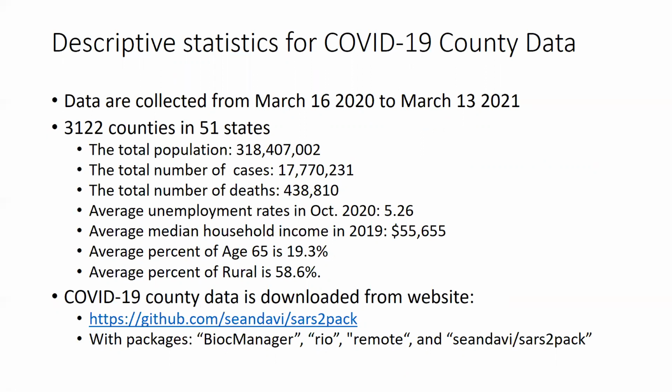Now we extend our method to COVID-19 county data with additional covariates. In addition to the median household income and the unemployment rate, for this county data, we take the percentage of age 65 years old and over and the percentage of rural areas as additional covariates into consideration. The average percentage of age over 65 is about 19.3%, and the average percentage of rural area is about 58.6%.